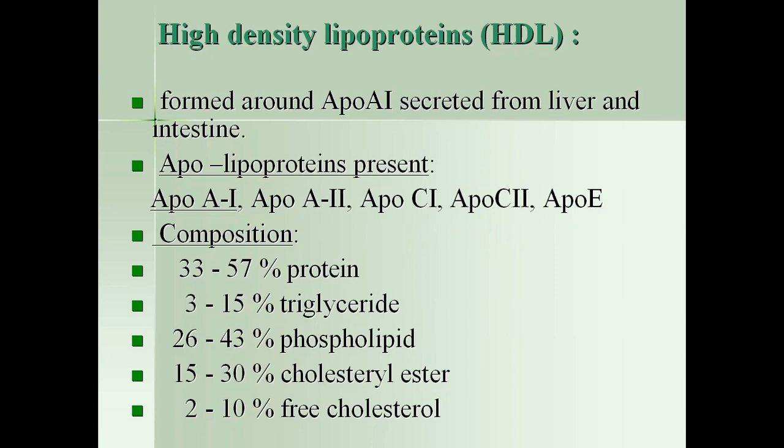Composition of HDL: 33 to 57% proteins, 3 to 15% triglycerides, 26 to 43% phospholipids, 15 to 30% cholesterol esters, and 2 to 10% free cholesterol. HDL particles transport cholesterol from peripheral tissues to the liver by a reverse cholesterol transport mechanism. The major apoprotein found in HDL is A1, with some A2, ApoC and ApoE.